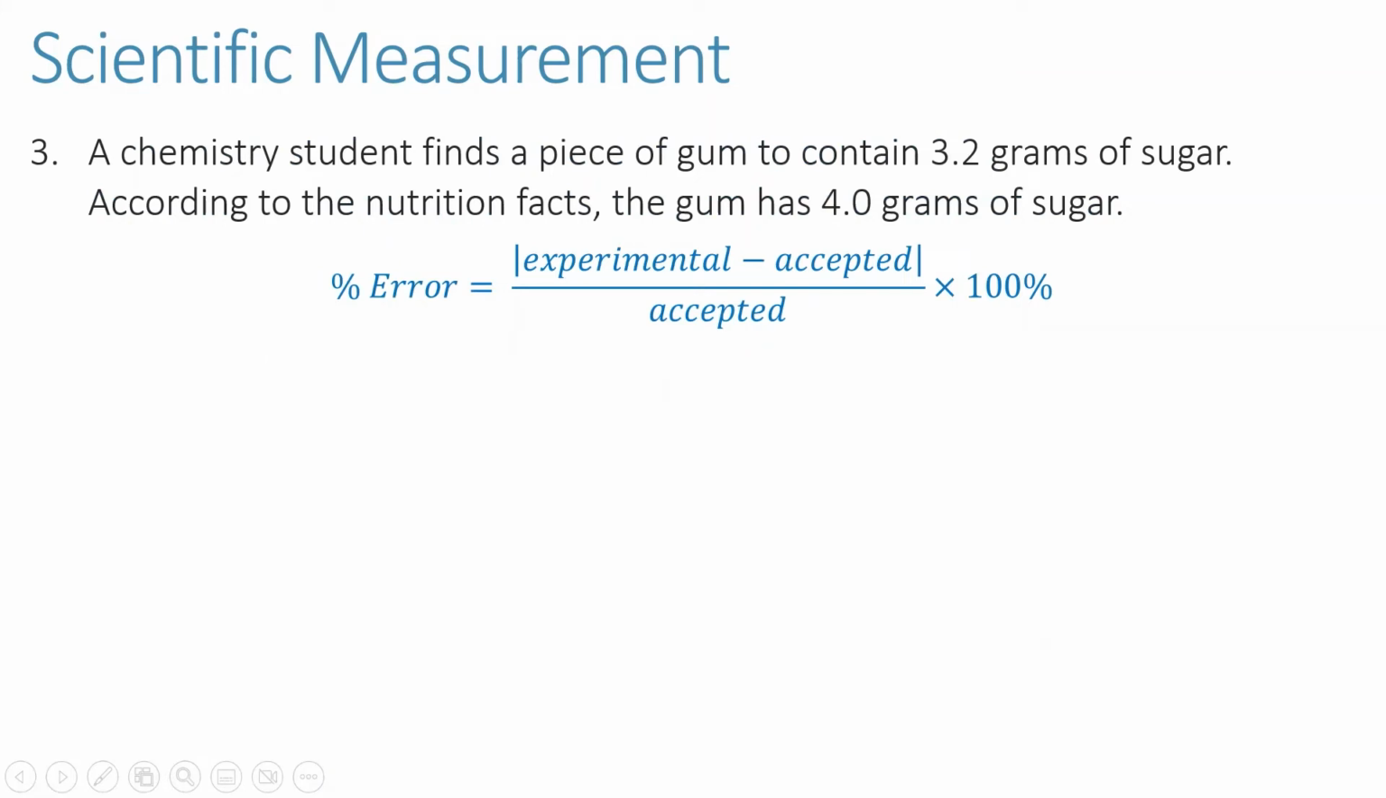A chemistry student finds a piece of gum to contain 3.2 grams of sugar. According to the nutrition facts, the gum has 4 grams of sugar. So there is error associated with any measurement, and one of the ways that we can express error is through percent error.